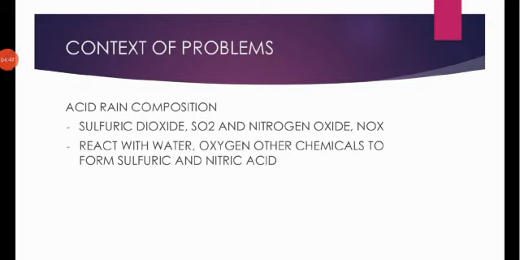Now we go to context of problems. We wonder, what does acid rain comprise of? Now we will talk about the composition of acid rain. It consists of sulfur dioxide (SO2) and nitrogen oxide. It reacts with water, oxygen, and other chemicals to form sulfuric acid and nitric acid.